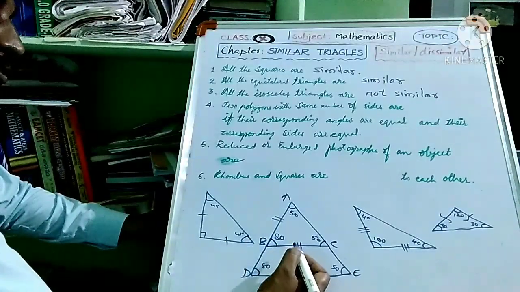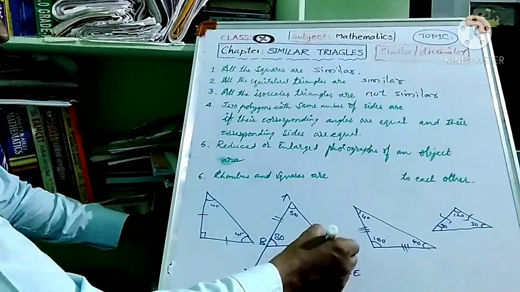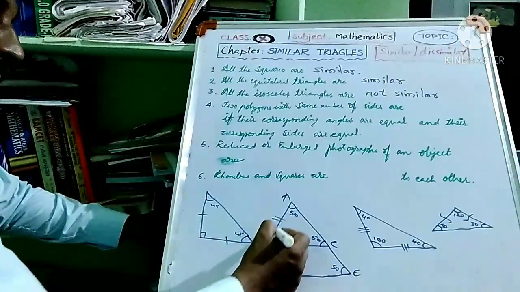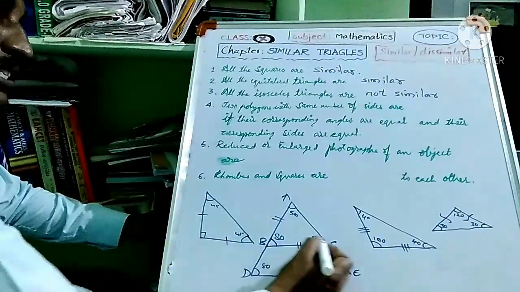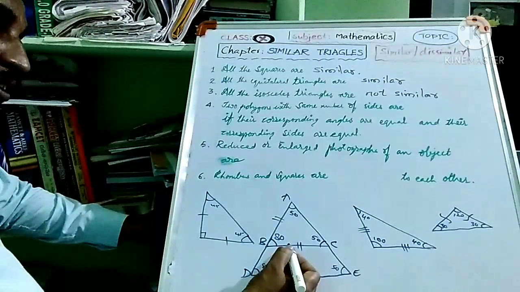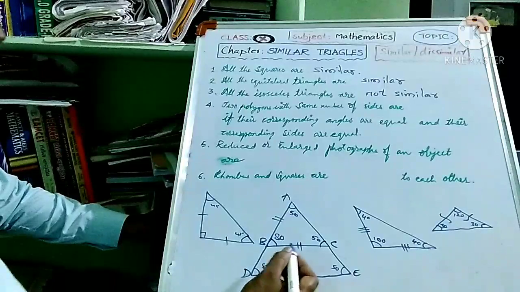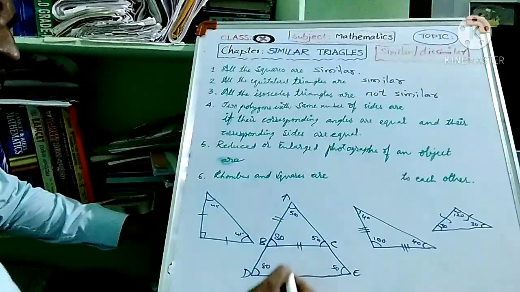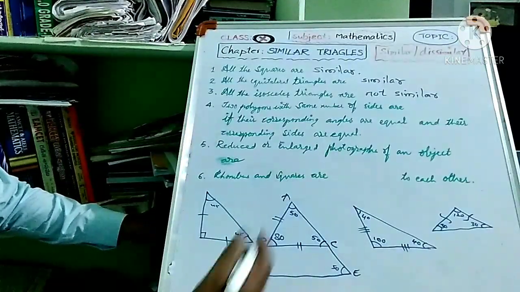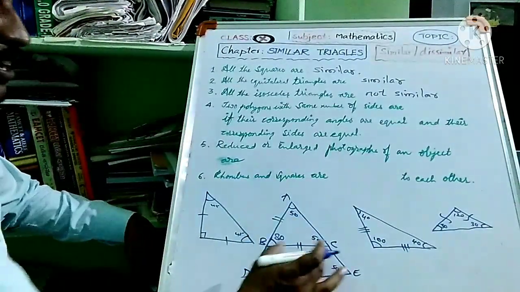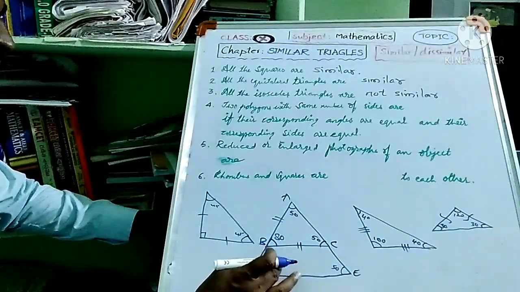Here we observe AC, AB, BC same length. So AB is extended like this and BC is also extended in the same ratio. If these two are parallel, automatically we observe that the sides also increase proportionally. So later I will explain about this.